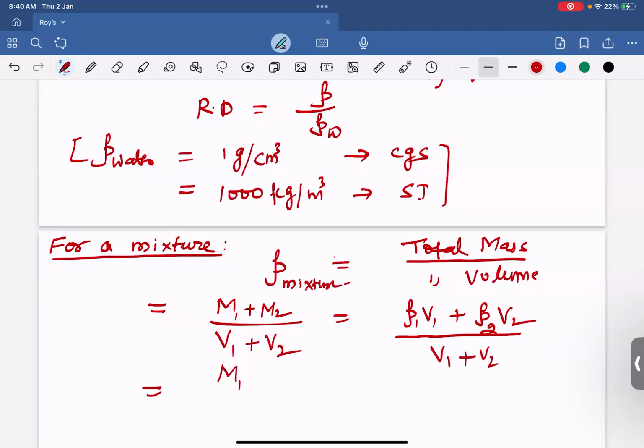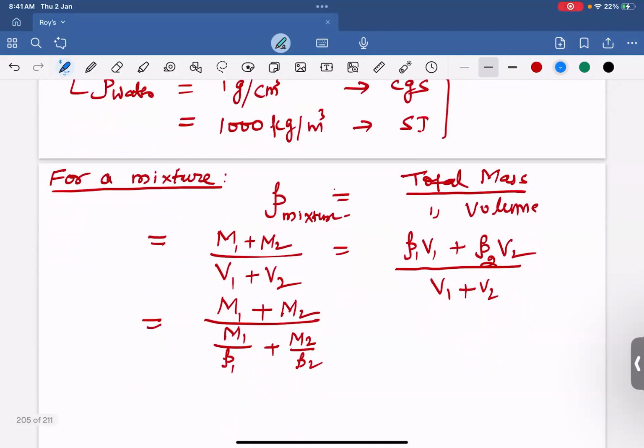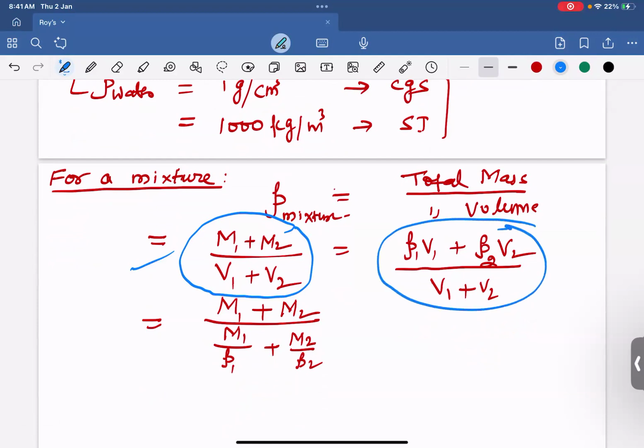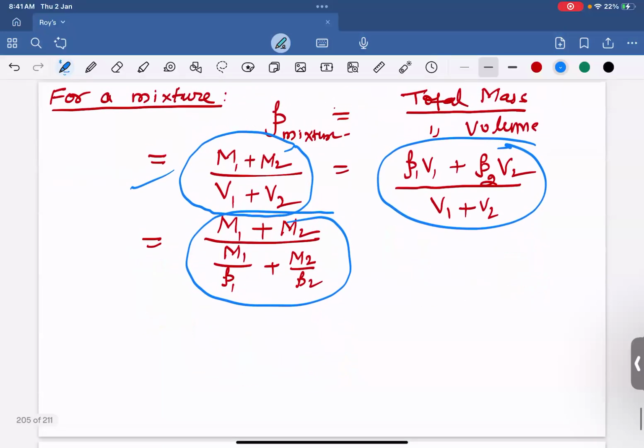So we'll take M1 plus M2. Instead of volume, we can write mass by density: for the first liquid m1 by rho 1 and for the second we can write m2 by rho 2. So these three formulas you can use for the mixture. You can use total mass by total volume if both are given. If density and volume are given, then you can use this formula. If densities and individual masses are given, you can use this formula. Understood, Neil? Yes, sir.